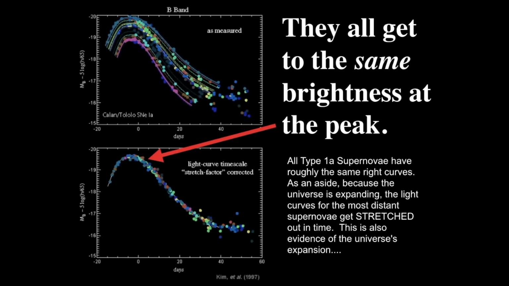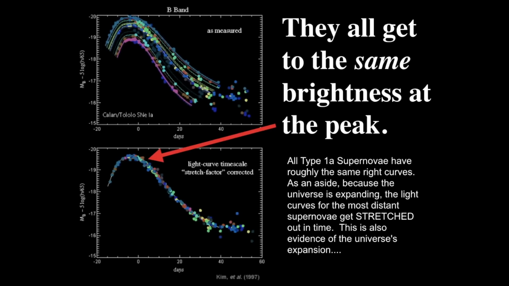So let's say we measure a whole bunch of these supernovae in distant galaxies. Well, because of the expansion of the universe, which we'll talk about later, the light curves get stretched in time. When you take that effect into account, for all of these supernovae, they have exactly the same light curve. So we know they're all type 1a supernovae because we know this type of light curve for a type 1a supernova. And so we know that all of them get to the same brightness at their peak.